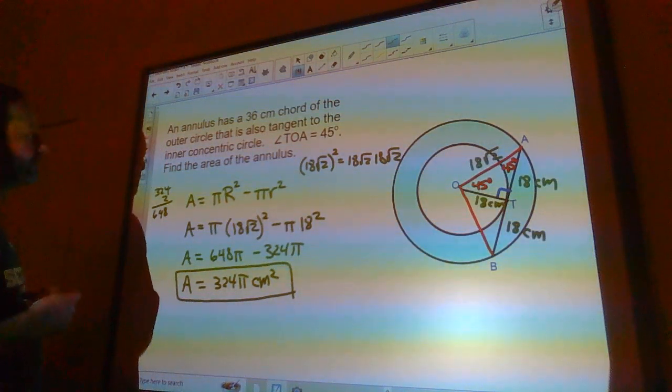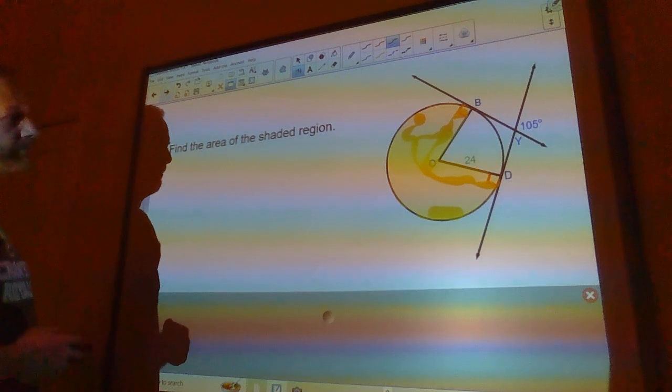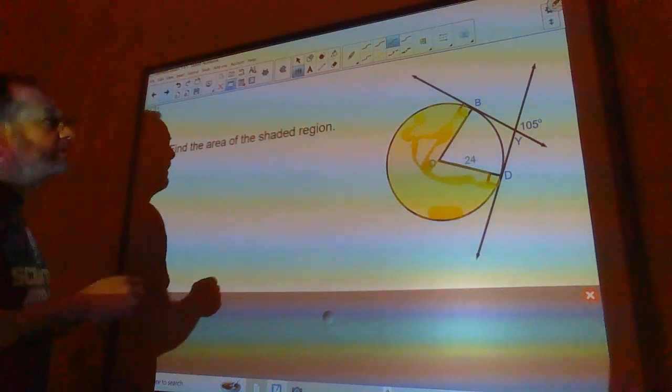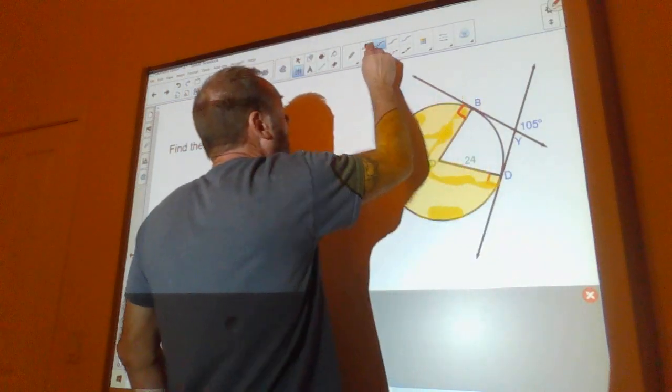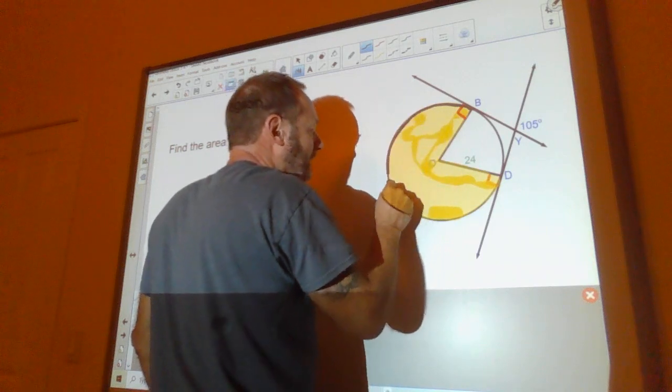Okay, exciting stuff. Let's look at this weird shaped yellow section here. So, a little technical glitch, I think. Let's kind of clean this up a bit.